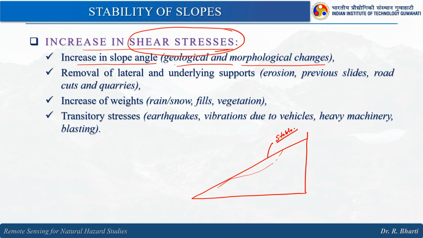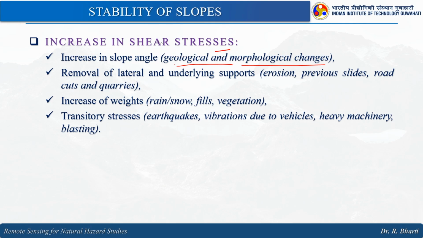So, probably there is an erosion here and now this slope is like this. So, the angle is increased, right, the slope is increased. That is because of the natural activities. Natural processes are always acting on the surfaces, and because of that you are having a change in the slope angle.